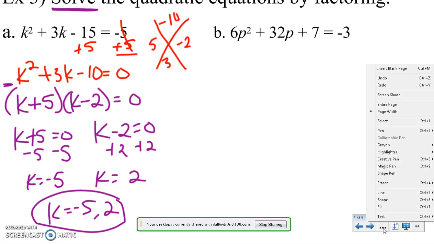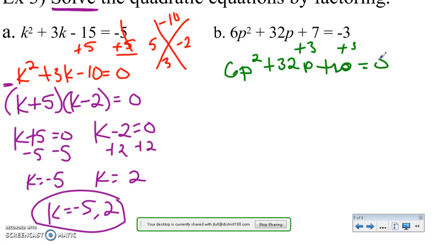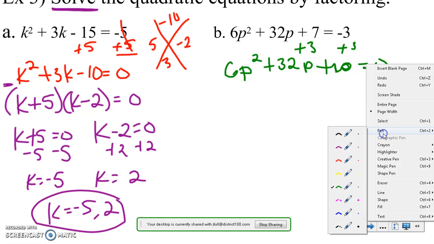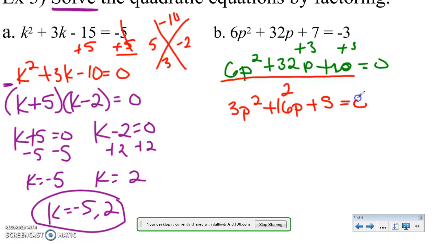Again, first step, make sure it's equal to 0. Do not forget that step. It'll mess up your factoring. So to make this equal to 0, I'm going to add 3 to both sides. So I get 6p squared plus 32p plus 10 there, equals 0. The second step is to see if I can divide a GCF out. So if I'm looking at this, I can divide everything in this problem by 2. So I get 3p squared plus 16p plus 5 equals 0.